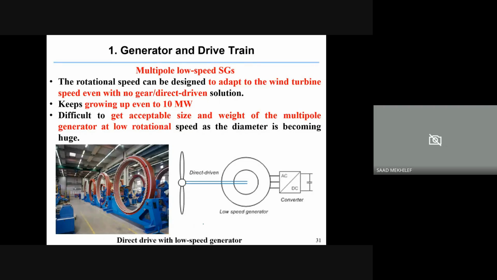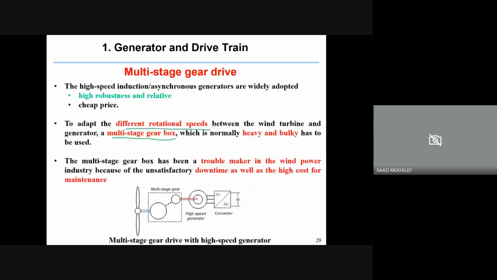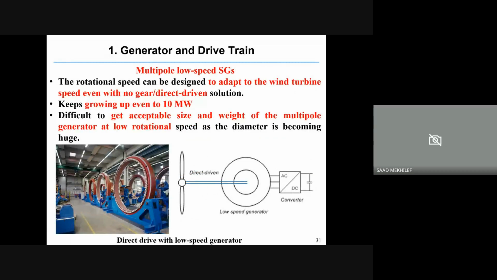We call it a direct drive. Okay, so we don't have any gearbox. I think this is one of the issues, the issues of the gearbox like we said before: the issues of noise, the issues of maintenance, the issues of size.